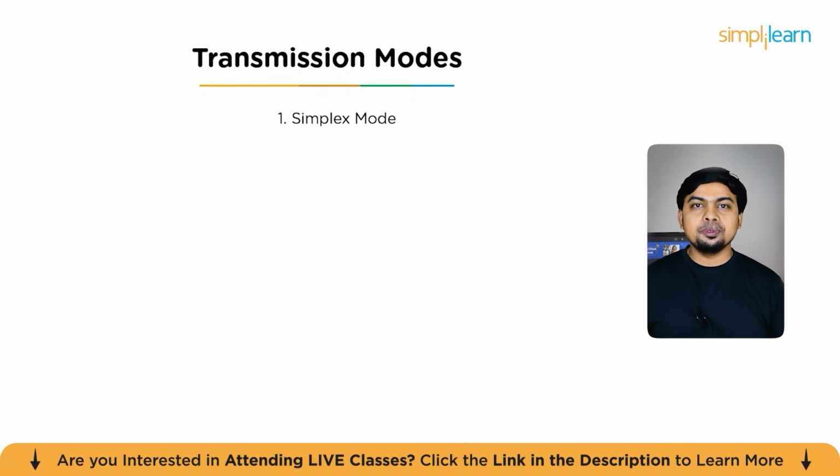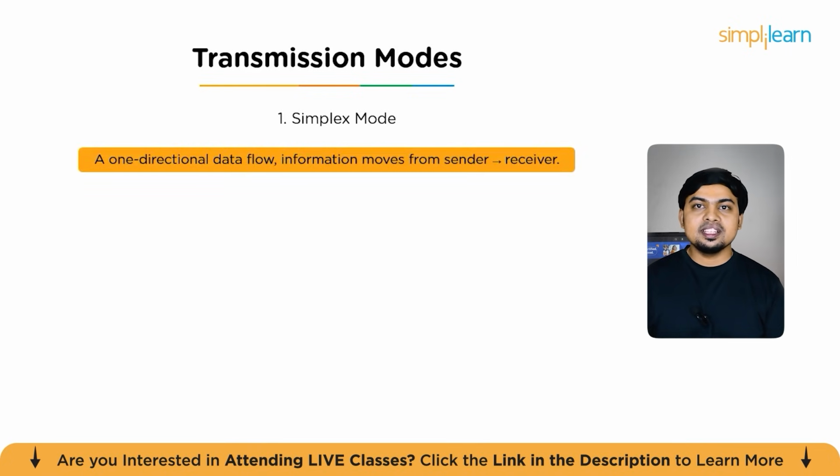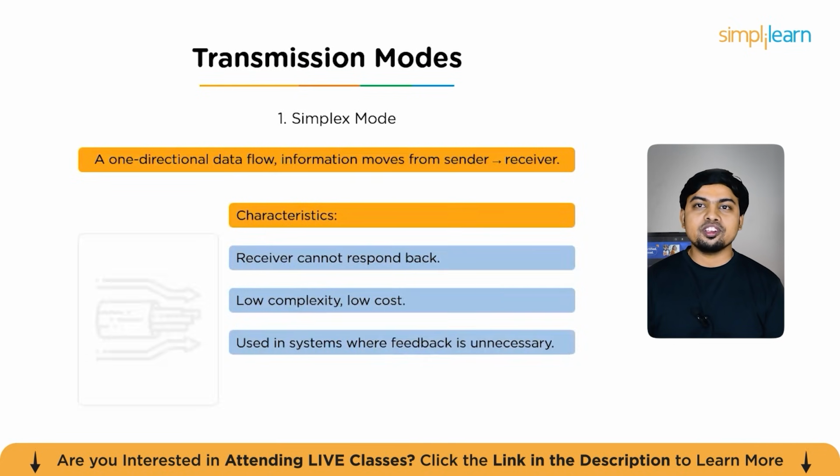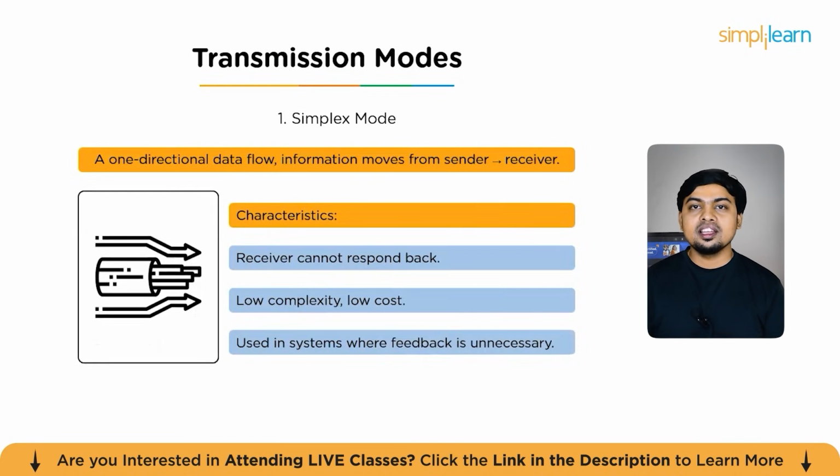Data transfer between devices follows specific communication modes that define direction, flow efficiency, and use case suitability. These modes directly influence network throughput, latency behavior, and the overall interaction pattern between the devices. Now, let's start with the first mode, the simplex mode, a one-directional data flow where information moves strictly from sender to the receiver. Let's also go through the key characteristics.